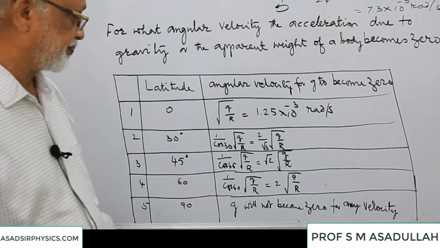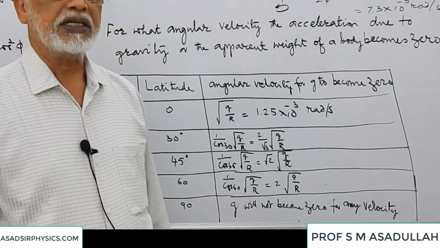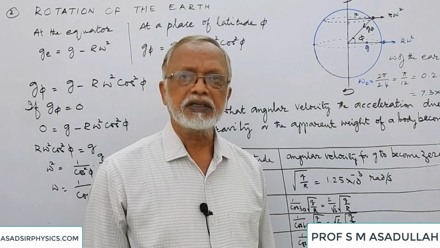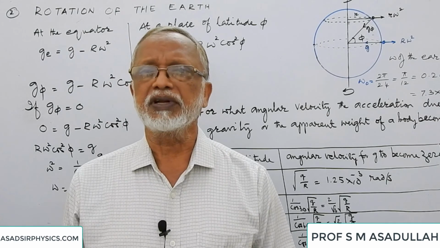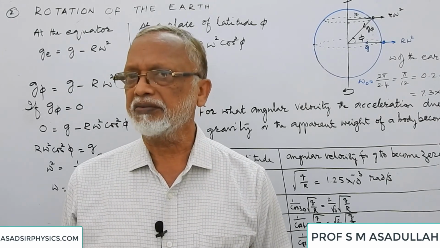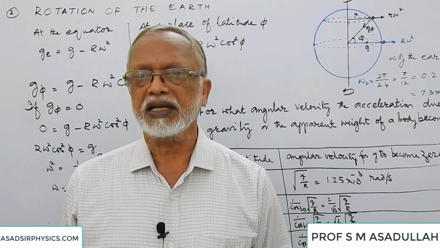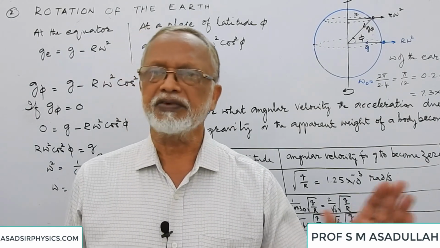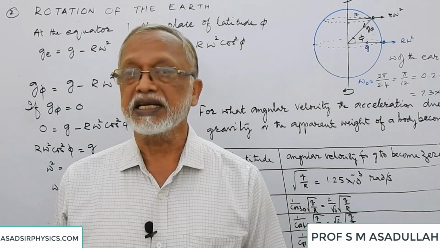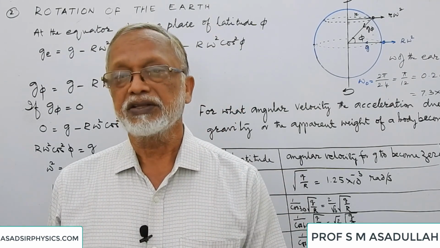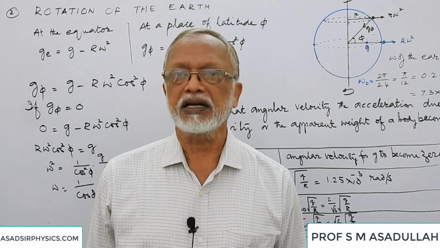That means g will not become 0 for any angular velocity of the earth. Whether it rotates or not, whatever g is there at the poles, it will remain the same. The rotation of the earth has no effect at the poles. It has maximum effect at the equator. As we move from the equator to the poles, the effect of rotation decreases. That means the decrease in g decreases, and the remaining g increases. After this, we'll consider the altitude effect.